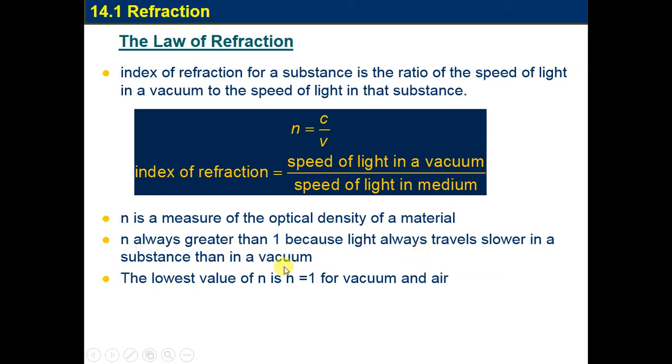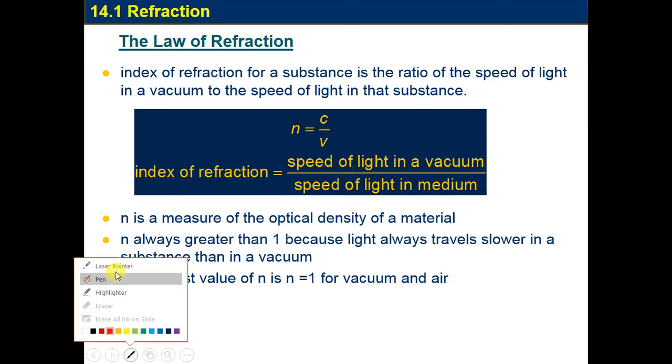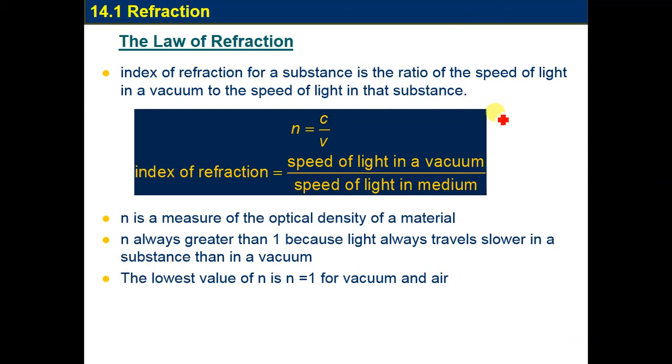The lowest value of N is N equal to 1, in vacuum and in air. Okay, so girls, see here, imagine that I'm talking about air, N for air. Every material, every substance, has a specific index of refraction. Air has a specific number, water has a specific number, glass has a specific number, diamond has a specific number.